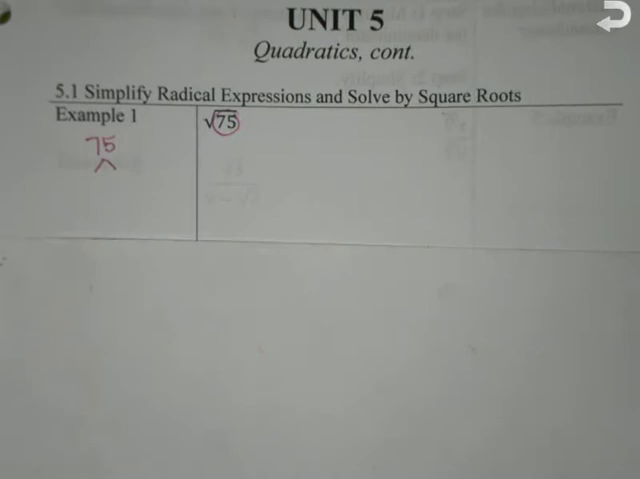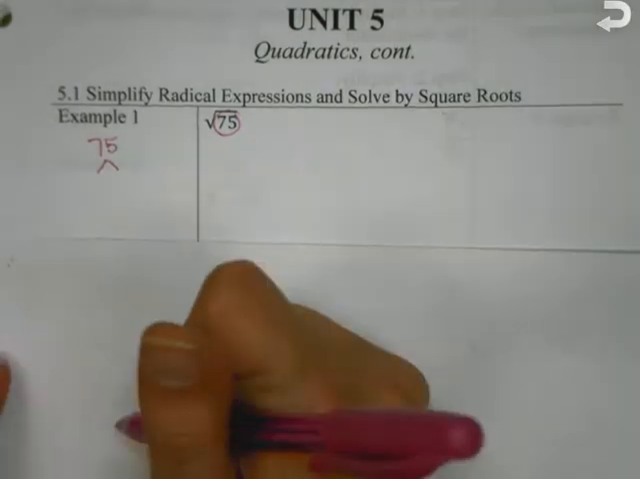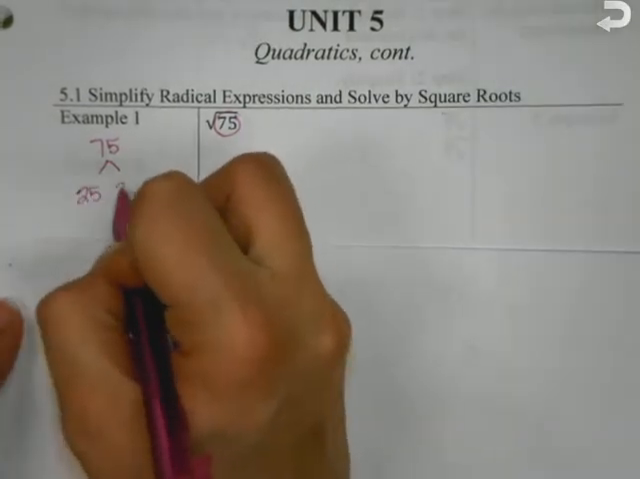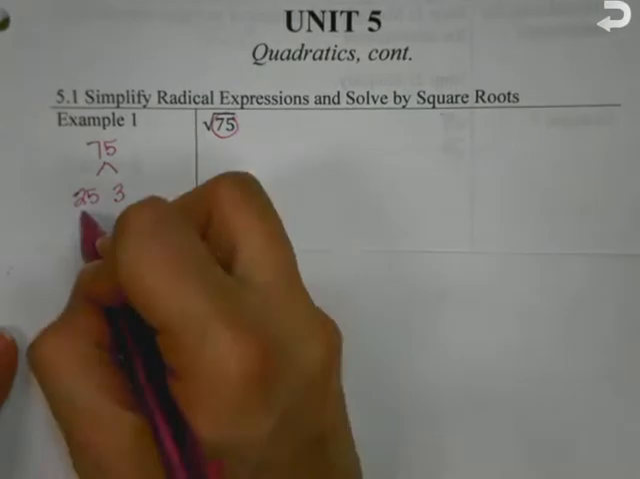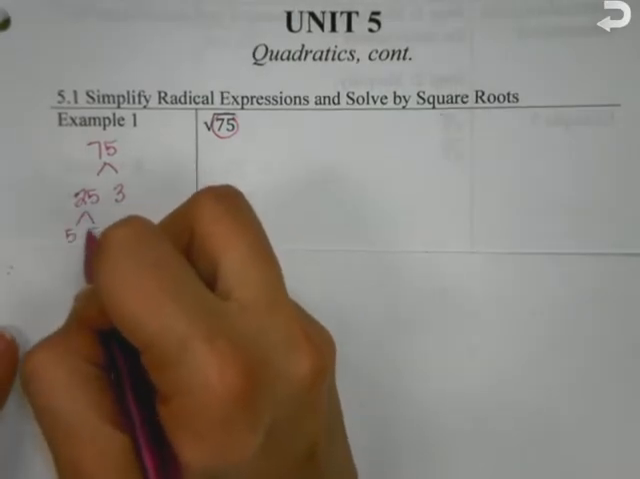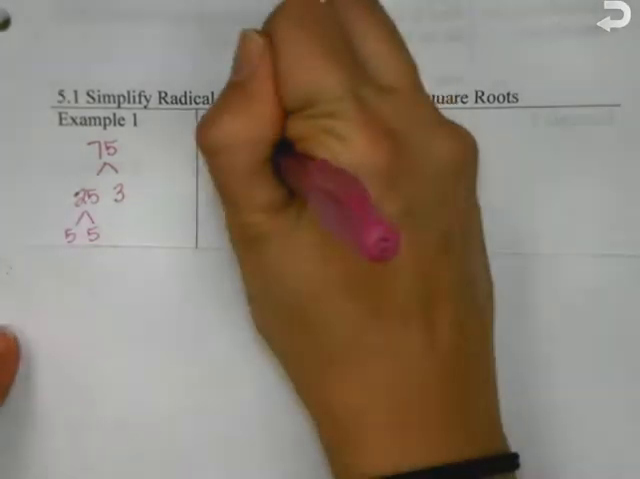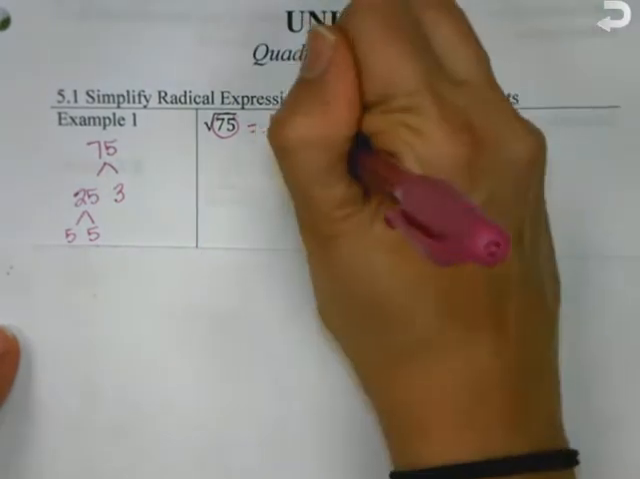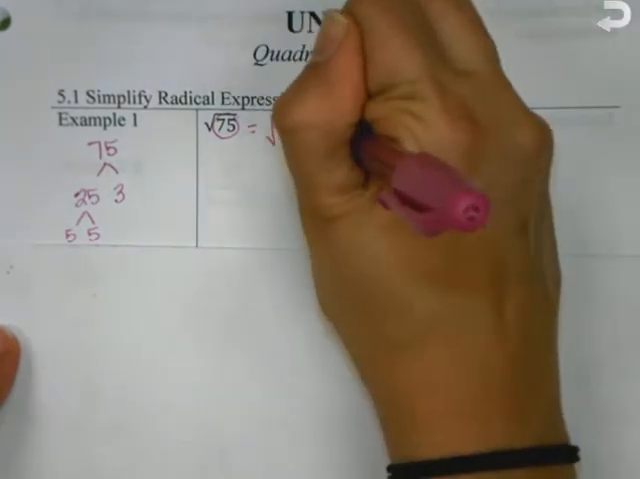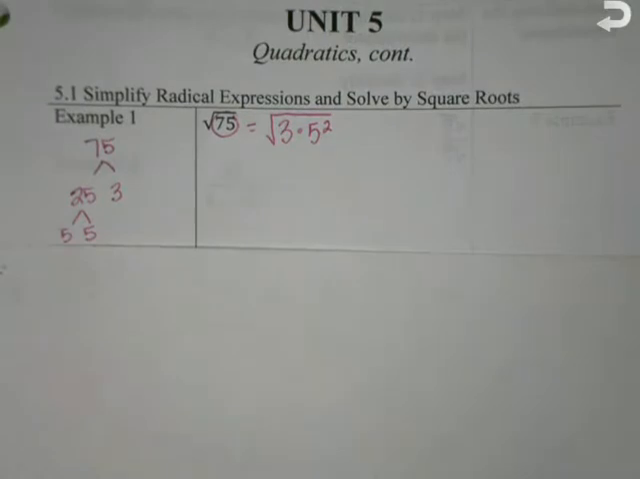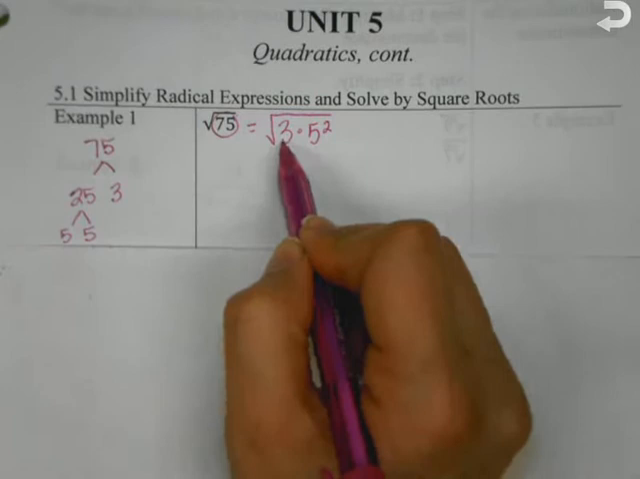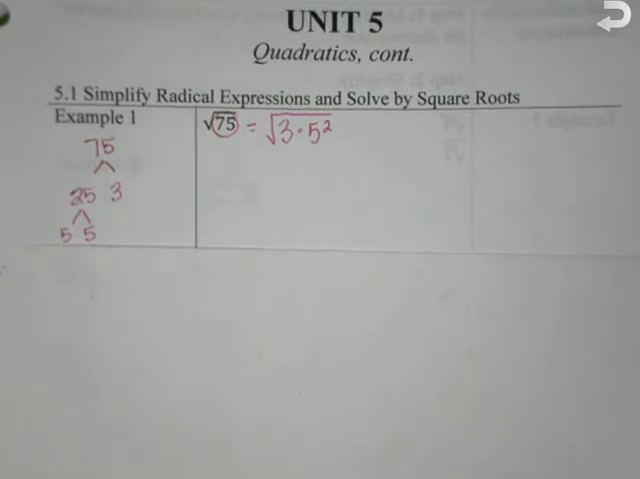So what are 2 numbers that 75 breaks down to? 25 and 3. And then 25 breaks down to 5 and 5. So this is the same as the square root of 3 times 5 to the 2nd power. This is called the prime factorization of 75. So we're writing it out in terms of prime numbers only.